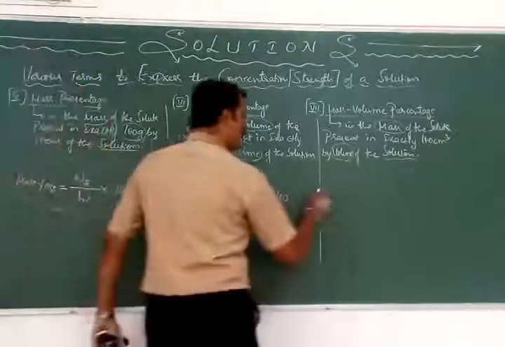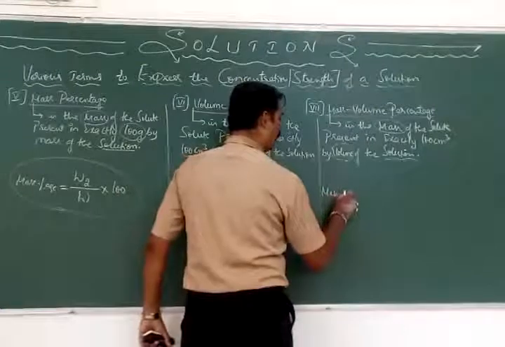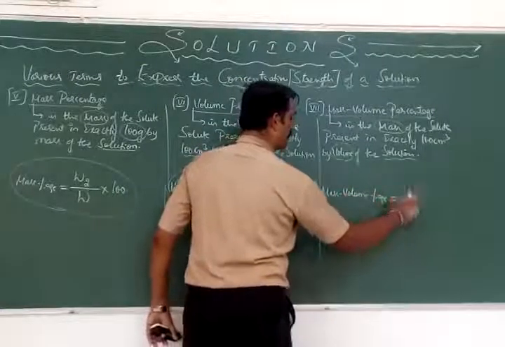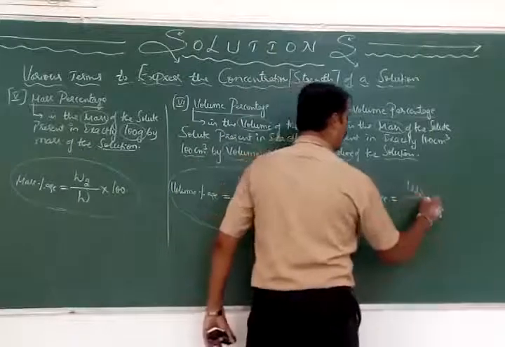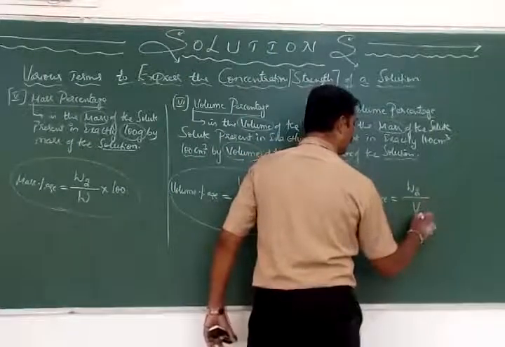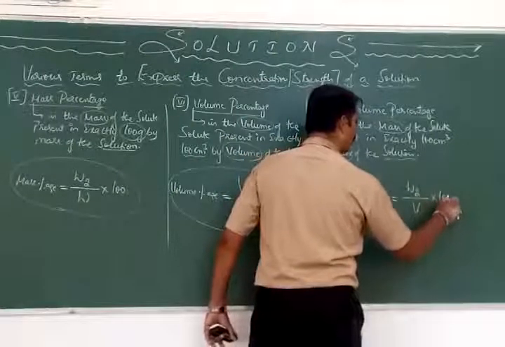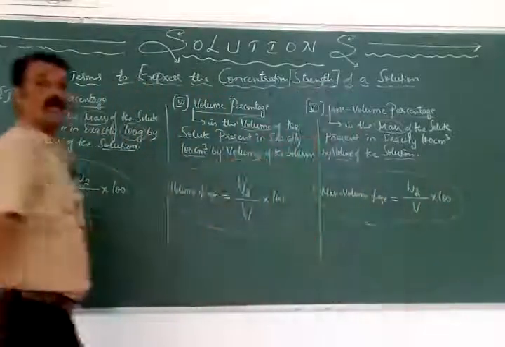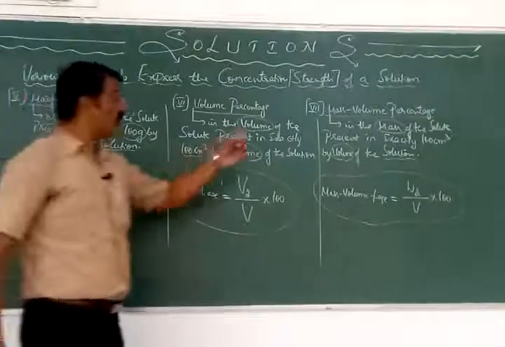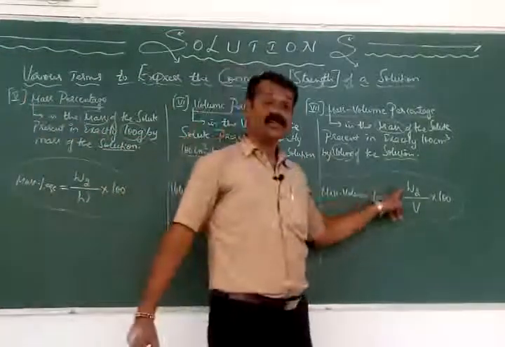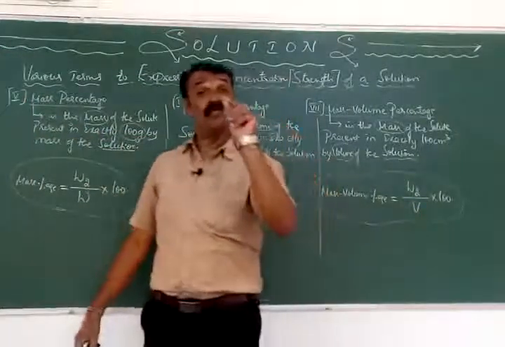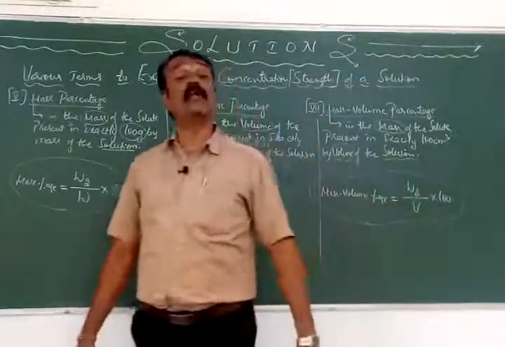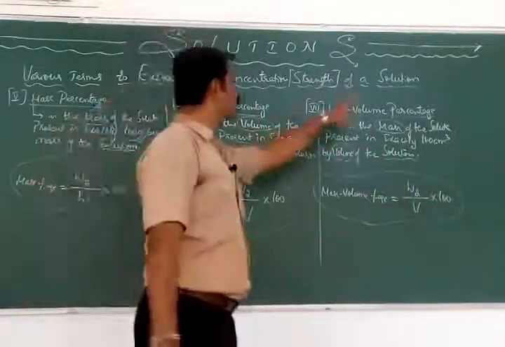That is mass volume percentage. It is W2 divided by V into 100. What is W2 here? It is the mass of the solute. Mass of the solute divided by what is V? Volume of the solution. Present in how much? 100 parts by volume of that particular solution, then that is called which one?